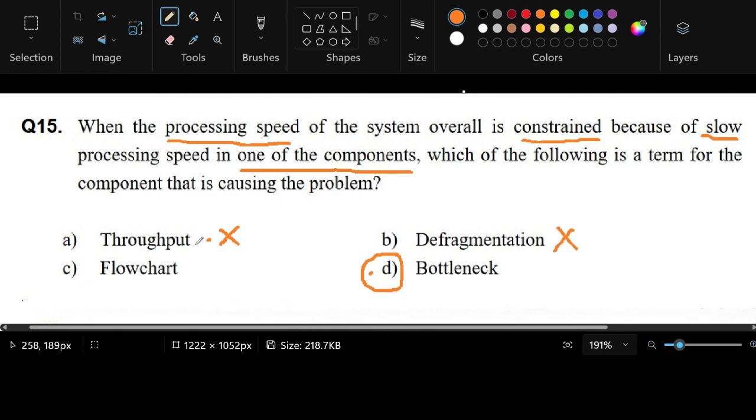This one is more of like the throughput. Throughput is more of like how much information, how much data can pass through from this point to this point. It's related to what we need to do, but it's not exactly the answer that we would think up immediately. Okay, and then finally for letter C, we have flowchart.